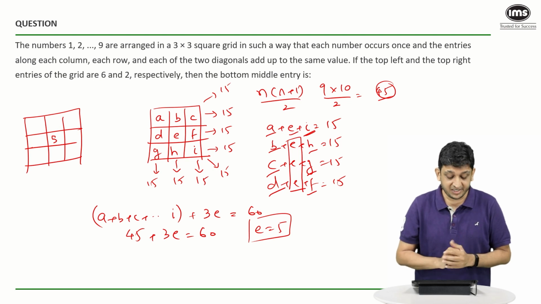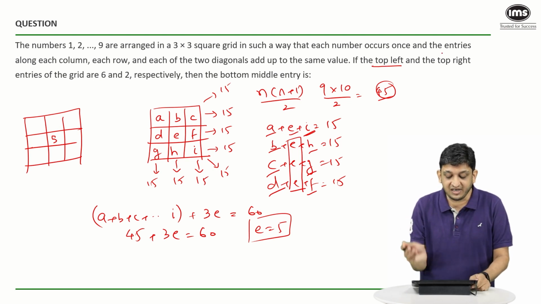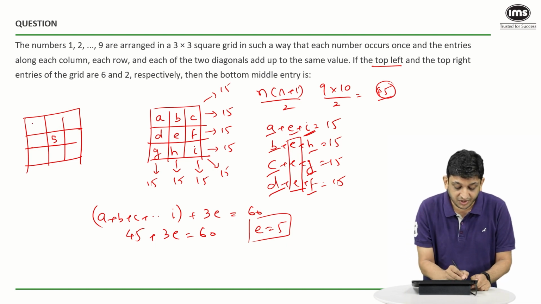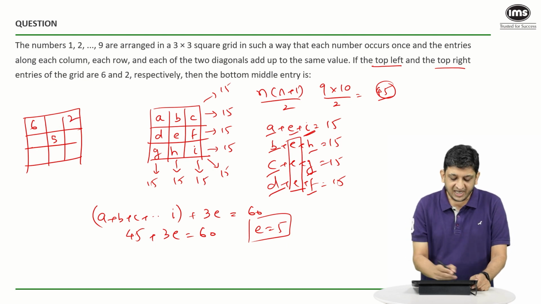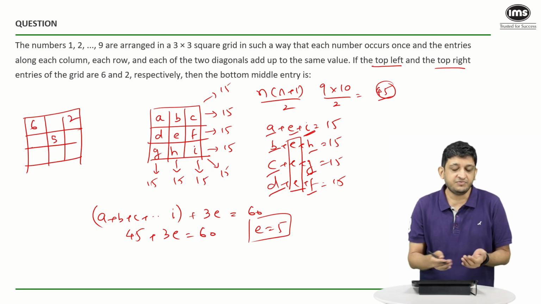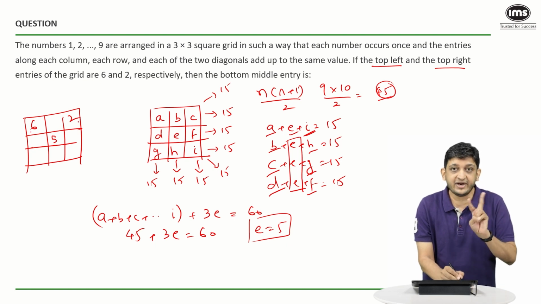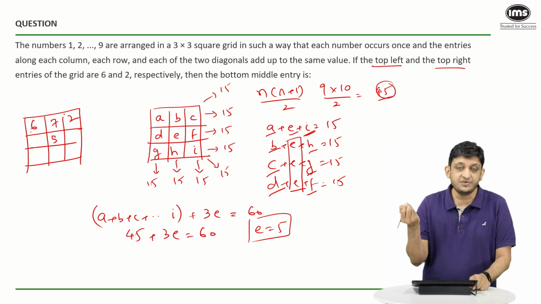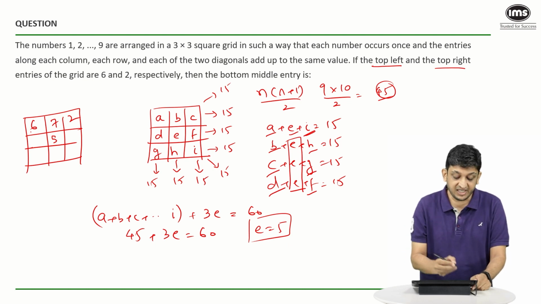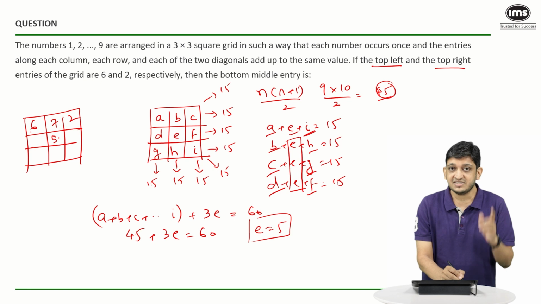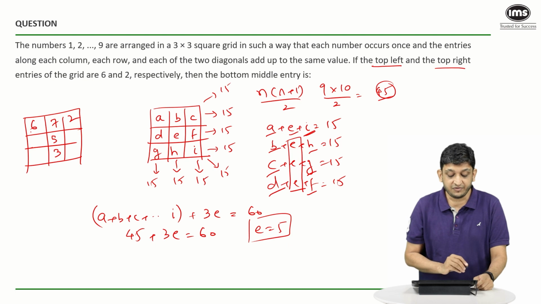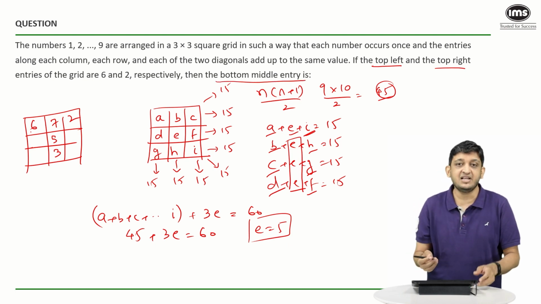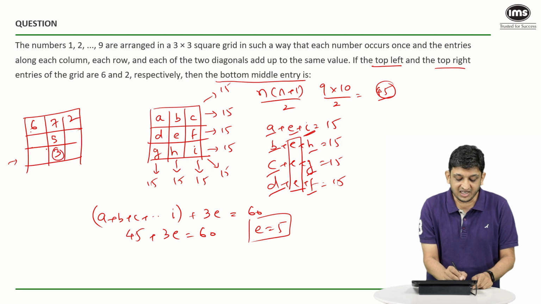The middle number is 5, that part is obvious. We also know that the top left square is going to be 6 and the top right square is going to be 2. I know that the sum of numbers in a row is 15. So if this is 6 and this is 2, together they make 8. To make the sum of the row 15, the middle number has to be 7. Similarly, if this number is 7 and the middle number is 5, 7 plus 5 is 12, so the third number has to be 3. Now the question asks you for the bottom row, middle entry, and the answer is going to be 3.